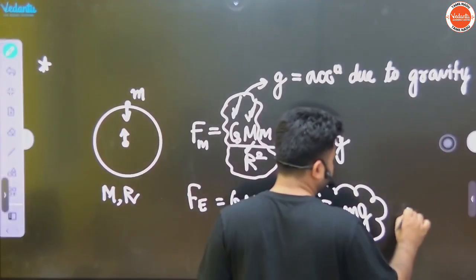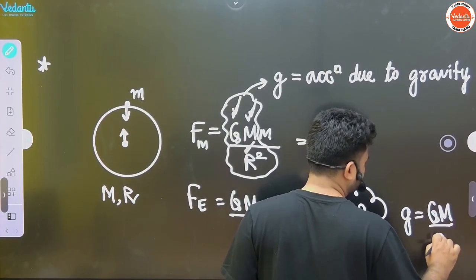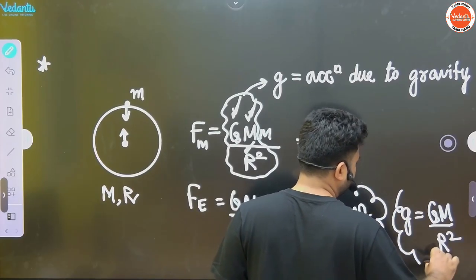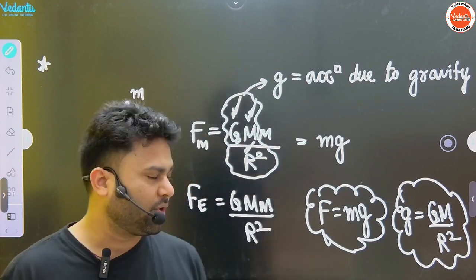Always remember this g formula. This is very important: g equals G capital M by R square. This formula is very important.